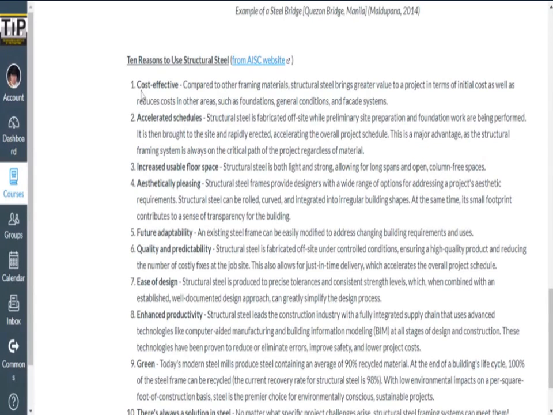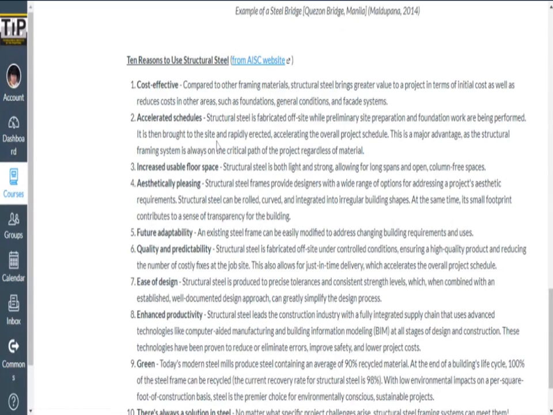First, cost effective. Compared to other framing materials, structural steel brings greater value to a project in terms of initial cost as well as reduces cost in other areas such as foundations, general conditions, and facade systems. Because in concrete, for example, if you want to design a facade, you need a more intricate detail. Also in foundations, you need more intricate detail. In structural steel, it's not much of a problem. Detailing is a bit easier.